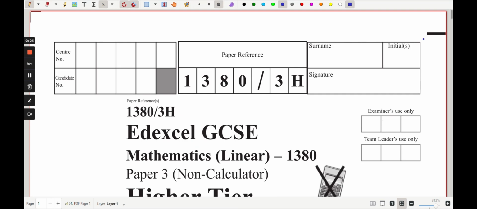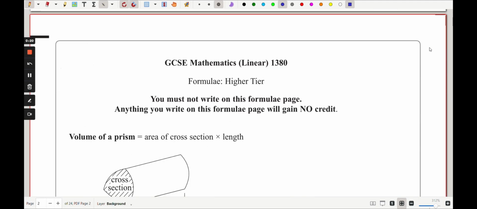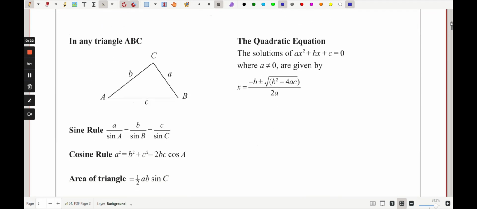Hello, welcome again. Today we are going to solve Edexcel GCSE Mathematics Paper 3 Non-Calculator. This is part 2. So today we'll solve question 10.